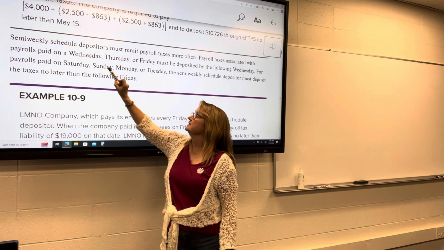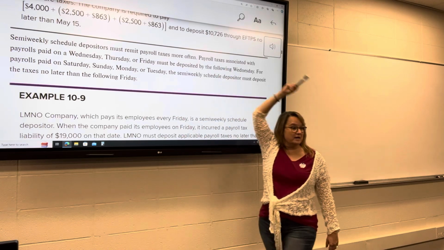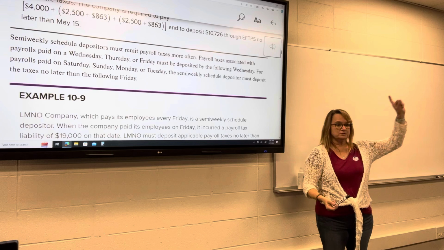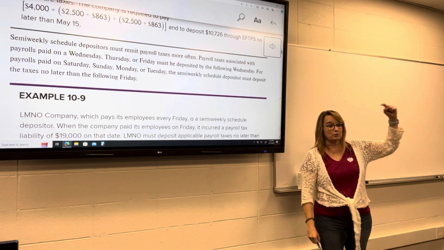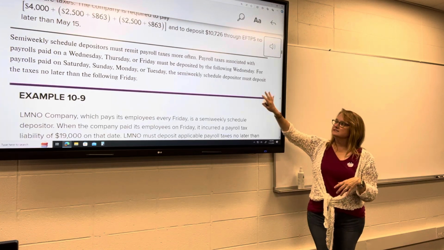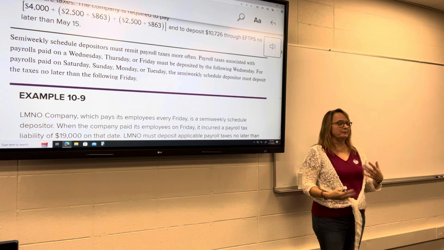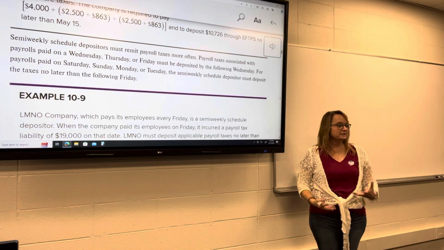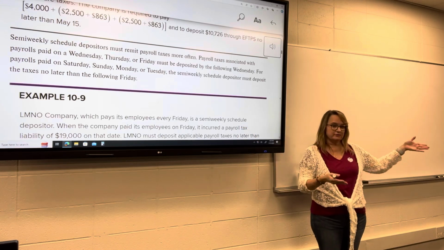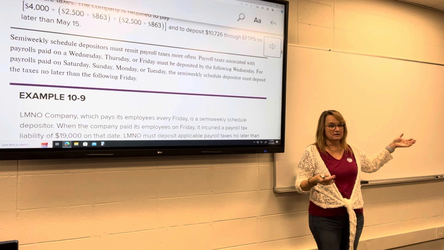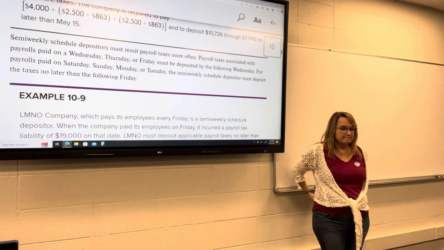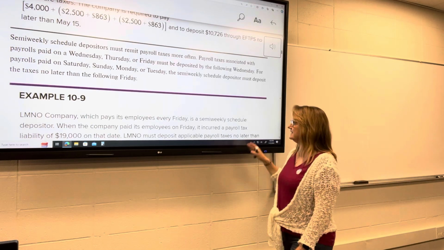If the payday was Saturday, Sunday, Monday, or Tuesday, you've got to deposit by Friday. So if the company paid today and they're a semi-weekly depositor, by Friday they've got to deposit the payroll taxes that were withheld for this paycheck, right? That's only if you pay more frequently than monthly. If you're a monthly payer, then you're still going to be depositing monthly. It's just probably faster than it would have been if you were a monthly depositor. Does that make sense? Because it's all based on when you actually pay your employees, when that payday is.